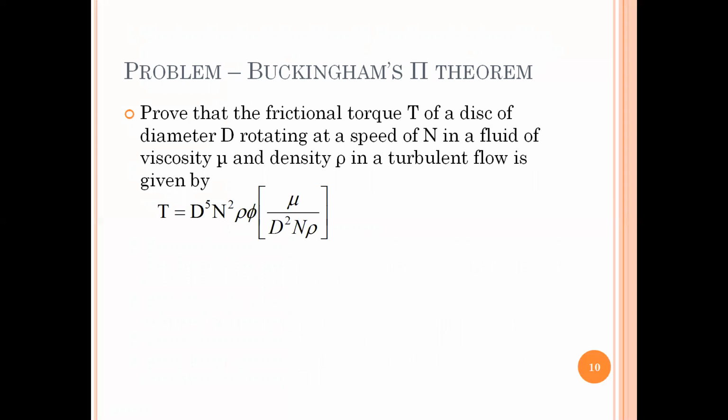So it is proved that the frictional torque of a disk of diameter D rotating at a speed of N in a fluid of viscosity mu and density rho in a turbulent flow is given by torque T is D to the power 5 N square rho phi of mu divided by D square N rho. Your phi is a function of mu divided by D square N rho. So we'll go step by step on how to calculate it. The method may sound very confusing, but if you understand it, it's quite simple.